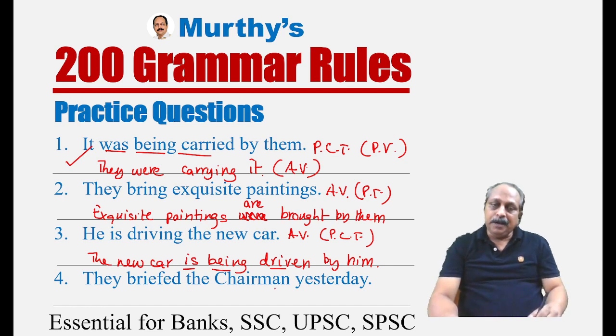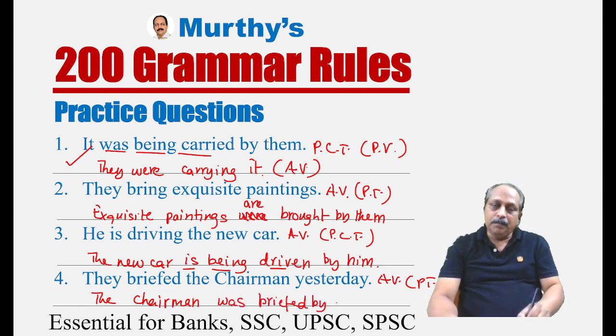They briefed the chairman yesterday. Which tense is this? It is active voice, past tense. How does it change? The chairman, singular. The chairman was briefed by them yesterday. The chairman was briefed, to be in the past, main verb in past participle form. It's a regular verb. The chairman was briefed by them yesterday.